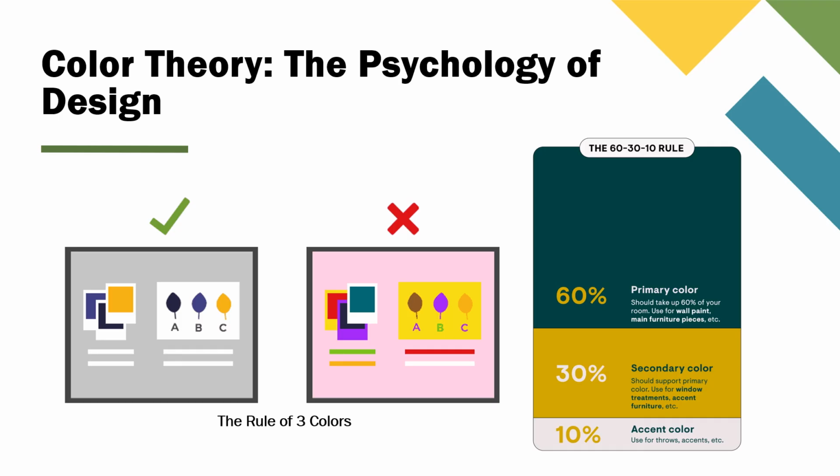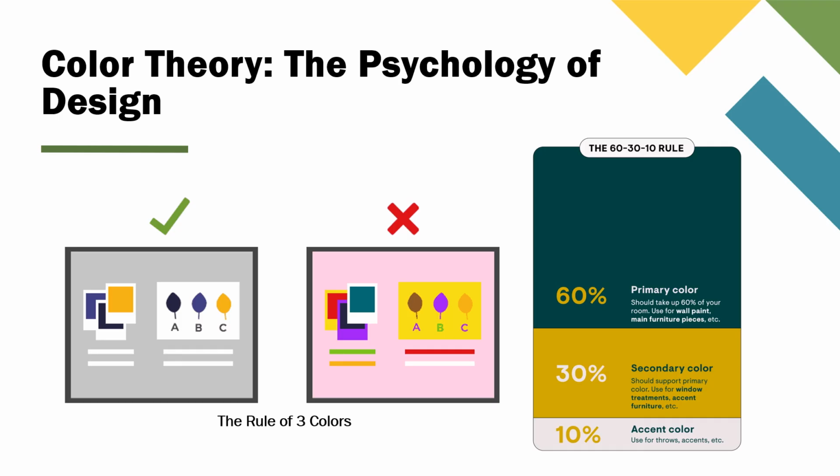Now, why use the max of three colors? Well, again, it's going to improve readability. Too many colors can overwhelm users and make text hard to read. It also creates a cohesive brand identity. Consistent color is going to strengthen any kind of brand recognition. It also enhances usability and accessibility. Fewer colors are going to ensure better contrast and a user-friendly experience. And then it's going to prevent visual clutter. It keeps the design clean, structured, and easy on the eyes.